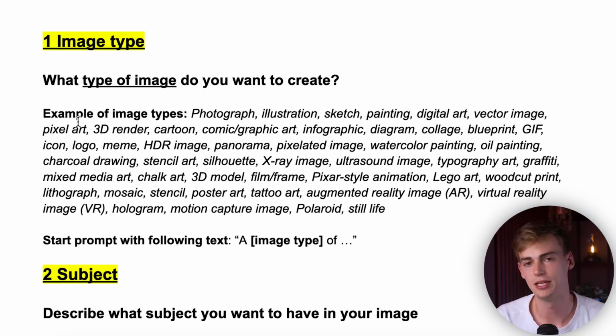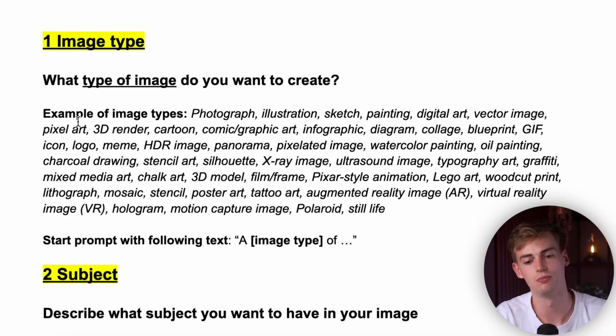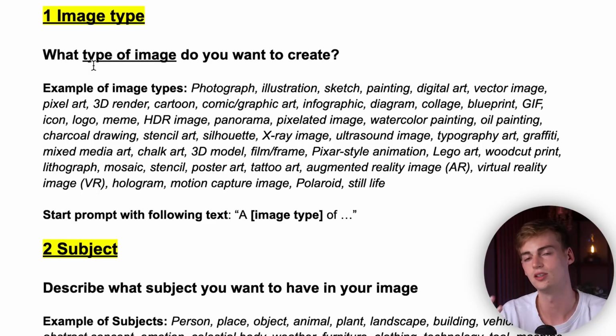The image type is basically what type of image you want to create. So do you want to create a photograph, an illustration, a virtual reality image? Do you want to make a Polaroid? Something like that. You can literally use this in the first part of your prompt. So you can say a Polaroid or an illustration, a drawing, a sketch, literally everything.